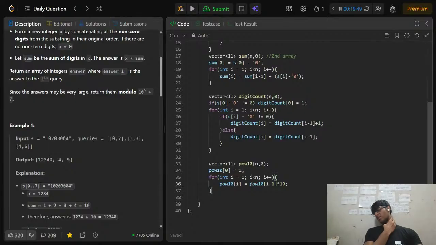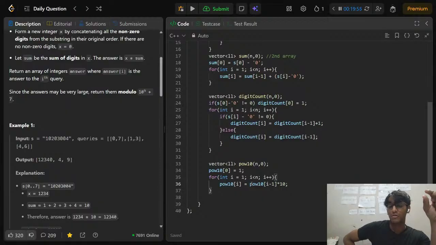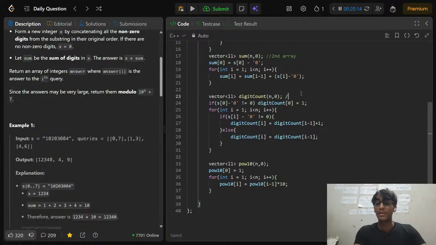This is basically to optimize the solution because while being in a loop, if I also calculate power of 10, like 10 to the power 5, it will take some more time complexity. That's why this is basically an optimization, and this is the fourth array which we need to have. And now we will create a final loop which will run once throughout the whole array and give a correct answer. It's not a problem you can do as a beginner, right?